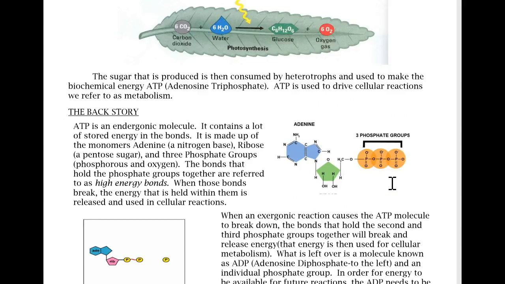And the more bonds there are, the more potential energy there is. And that's why we describe this as an endergonic molecule, because there is stored energy within these bonds. And the bonds that hold everything together, as it says here, are high energy bonds. So if you can imagine, when you break them, you're going to be releasing a lot of energy.